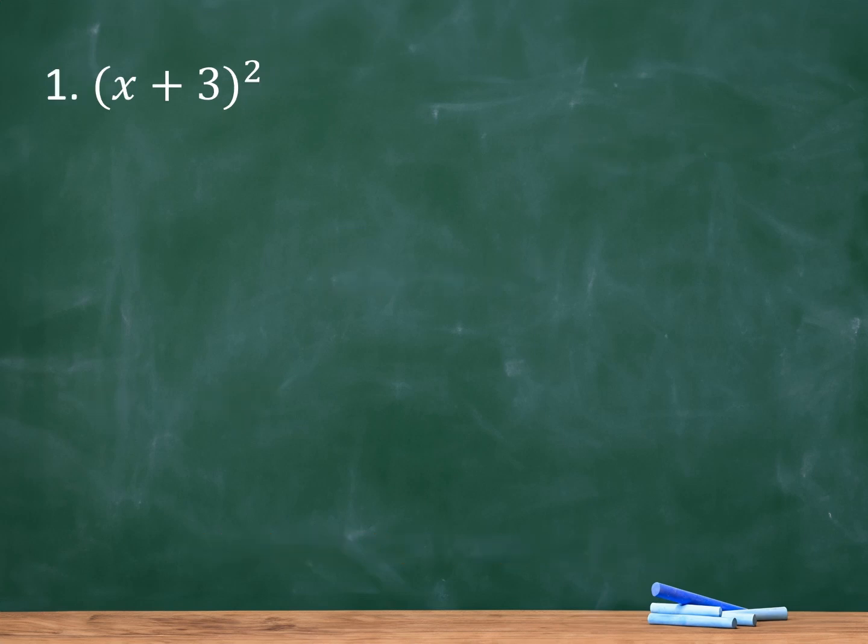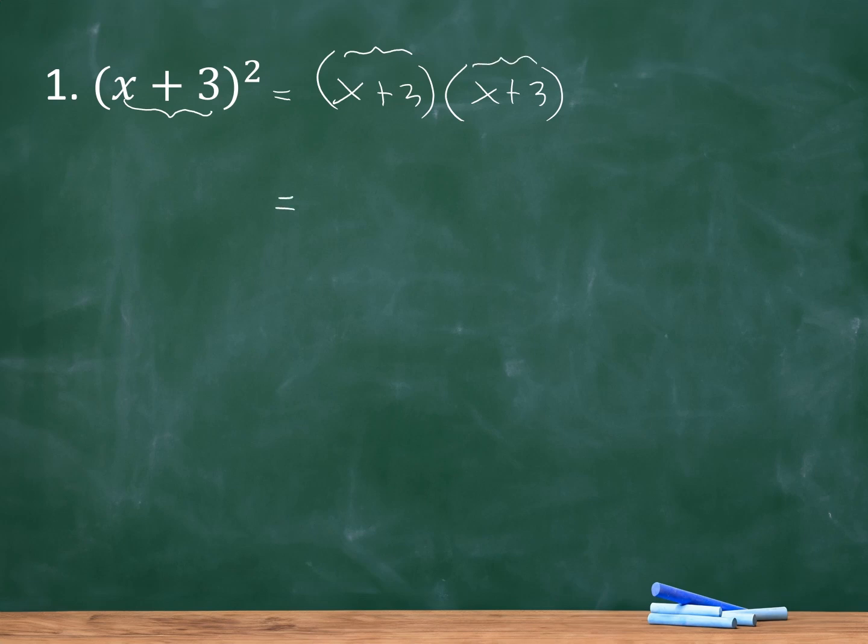Let's have our first example. We have here x plus 3 squared. So what does this mean? It means that we are going to multiply the base x plus 3 to itself. So it would look like x plus 3 times x plus 3. So we have here two binomials that we are going to multiply to each other.